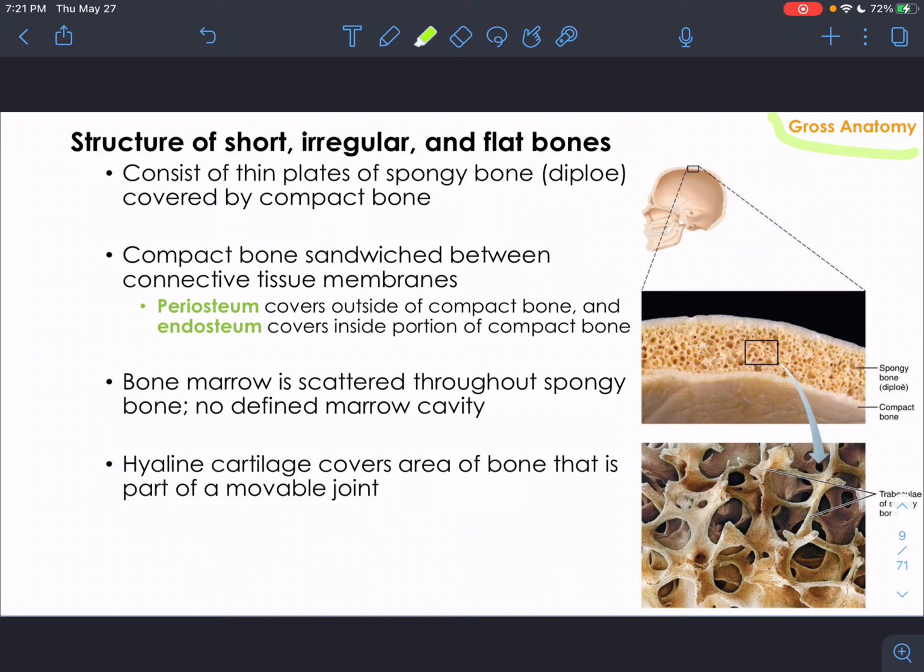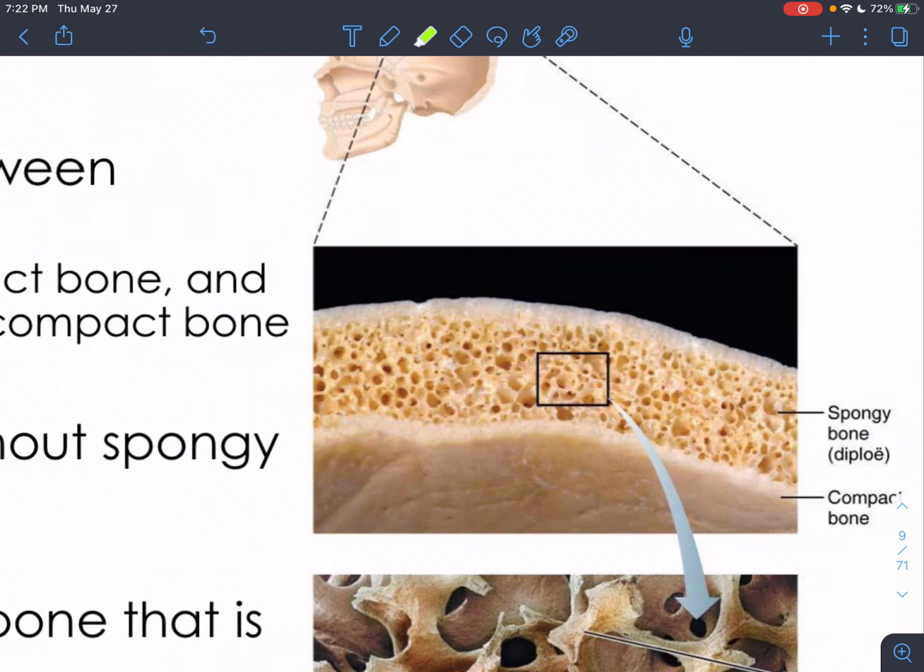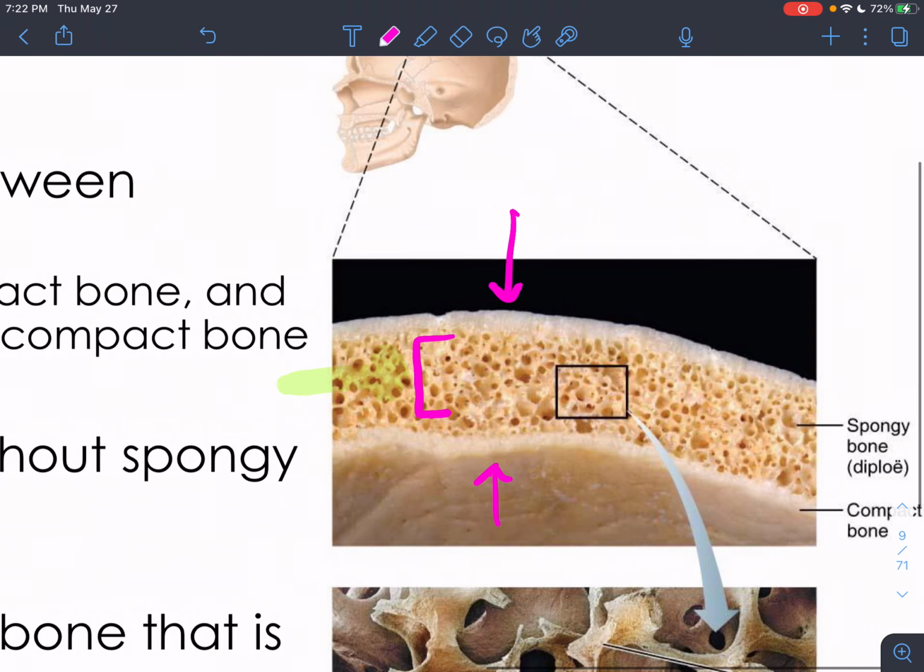So gross anatomy of short, irregular, and flat bones first. What you'll see is there are actually 2 different types of bone. You have spongy bone and compact bone. If you look at this image, it's kind of intuitive. This part in the middle is spongy bone, and then on either side is compact bone. You can see the difference pretty easily. So spongy in the middle, compact on either side.